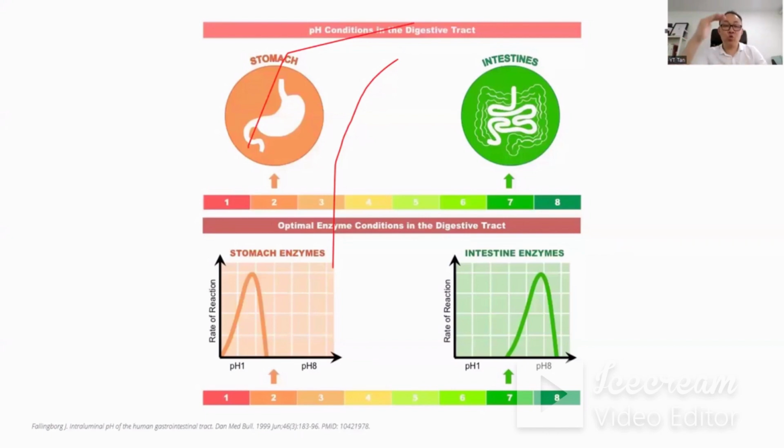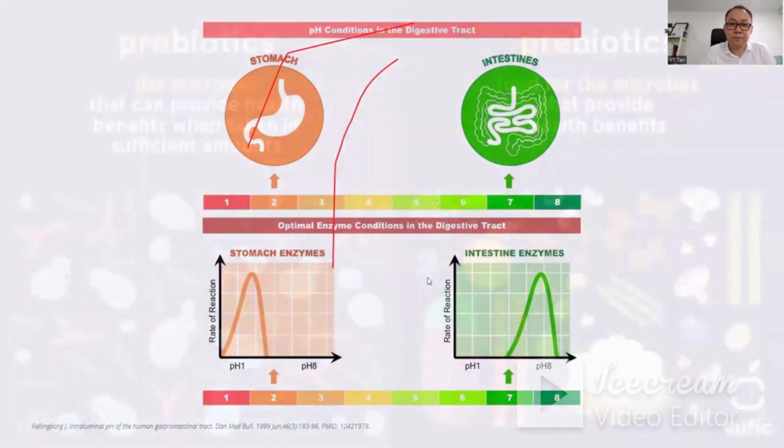So you can see these are two different environments that we need, because the probiotics in your colon will only survive under these alkaline situations. If we have too much acidity in the colon, in the intestines, then we will make a lot of trouble. We are killing all the probiotics.